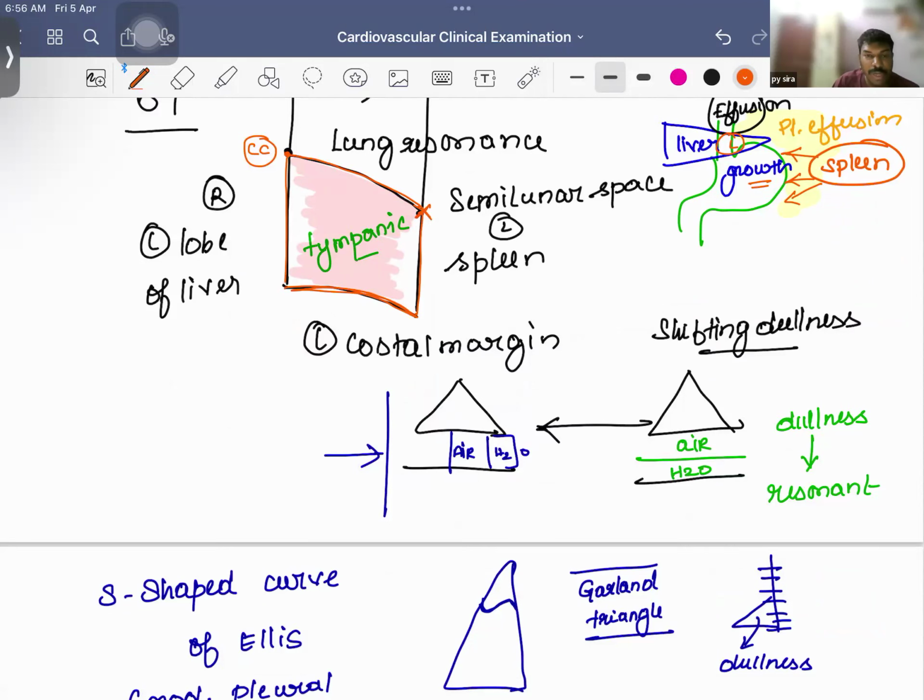This is very, very important. These are a few important things for your exam. So you remember these 4 points in drop space: the sixth intercostal space along the sternal border, the ninth along the mid axillary line, and the lower costal margin. This is called drop space dullness.